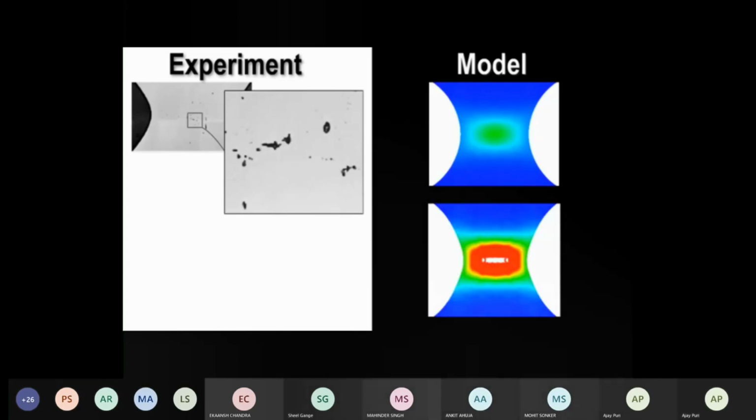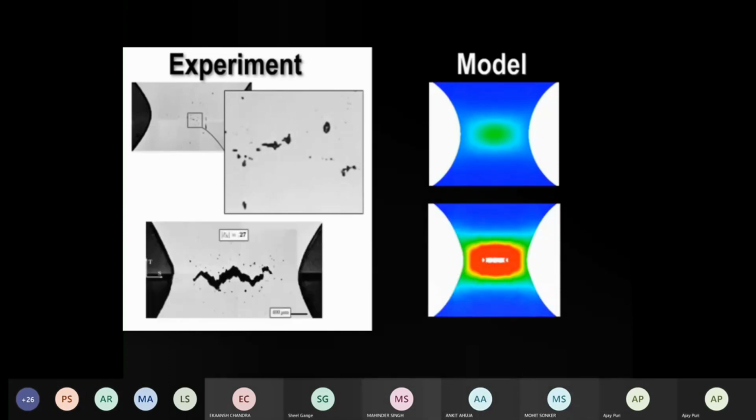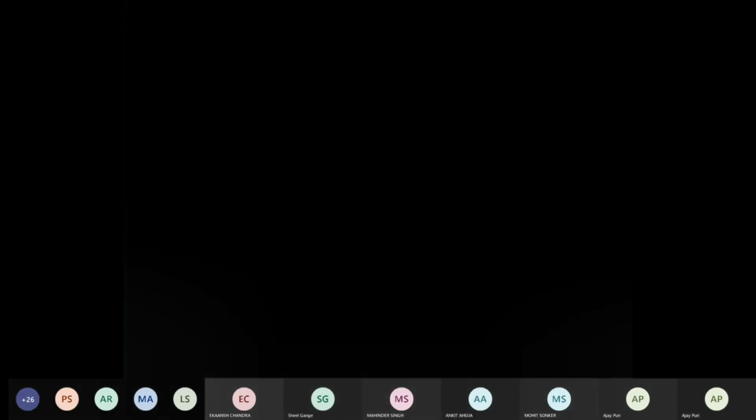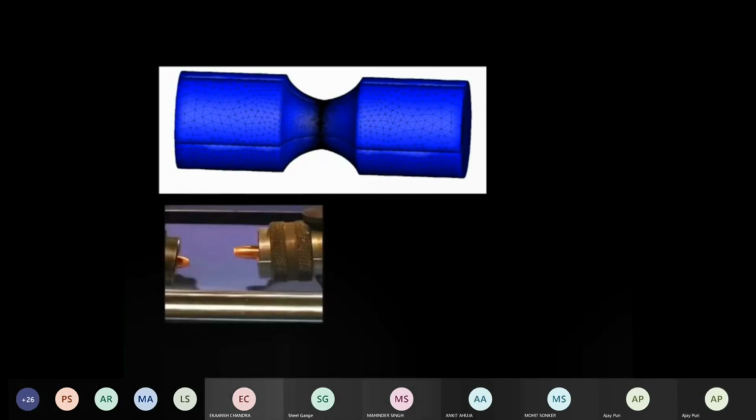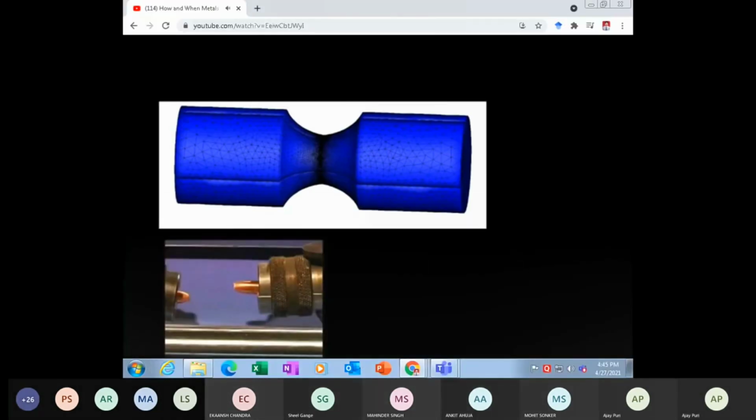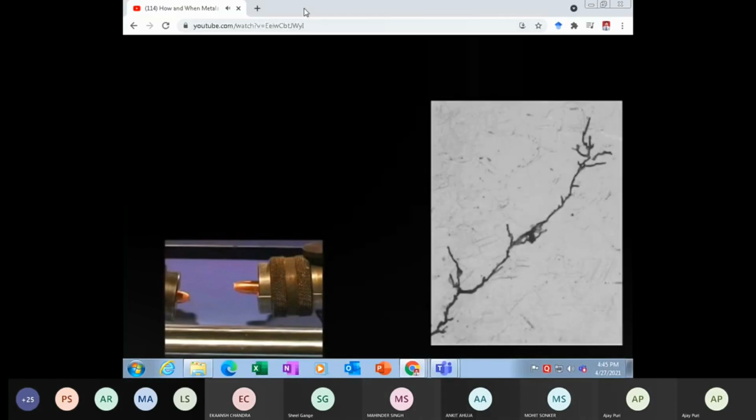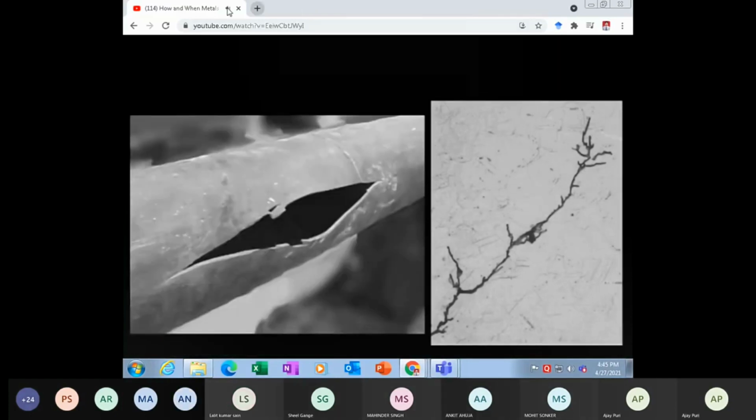So this all I'll explain when we do the brittle fracture. The new class cannot understand this because we've not done it. So we'll call off now, and I'll be explaining the brittle fracture and ductile fracture in the class.